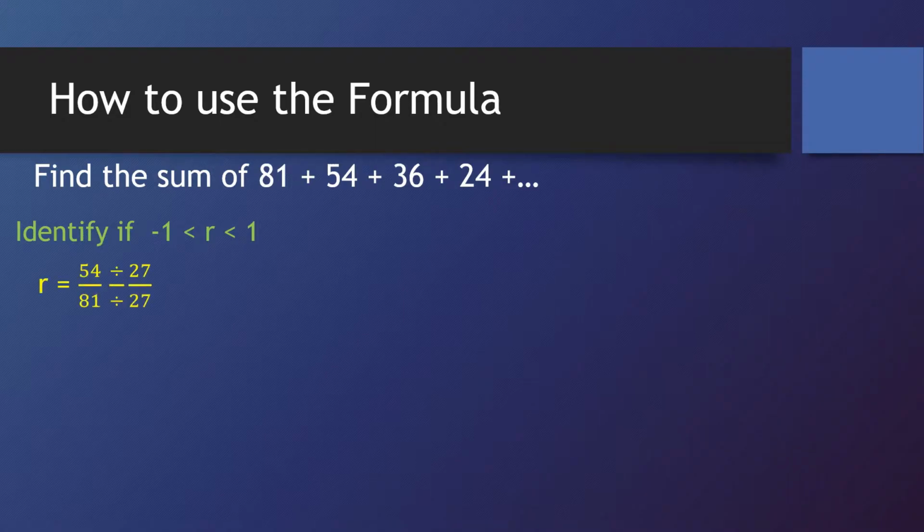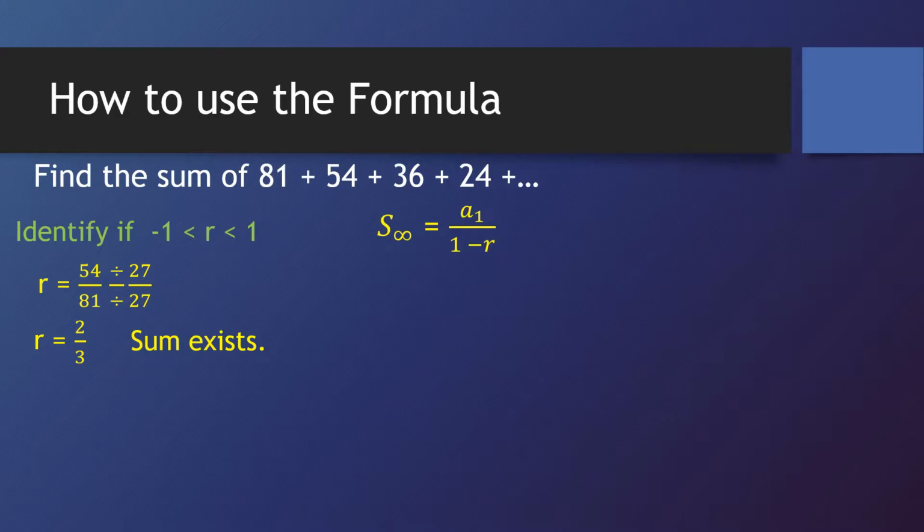For this one, our common ratio is equal to 54 over 81, by dividing any consecutive term by the previous term. Since 54 and 81 are both divisible by 27, which is the GCF, we divide both by 27. By doing that, we will have the common ratio equal to 2/3. Since 2/3 is between -1 and +1, the sum exists. So we can now use the formula to find the sum: S sub infinity is equal to A sub 1 over 1 minus r.